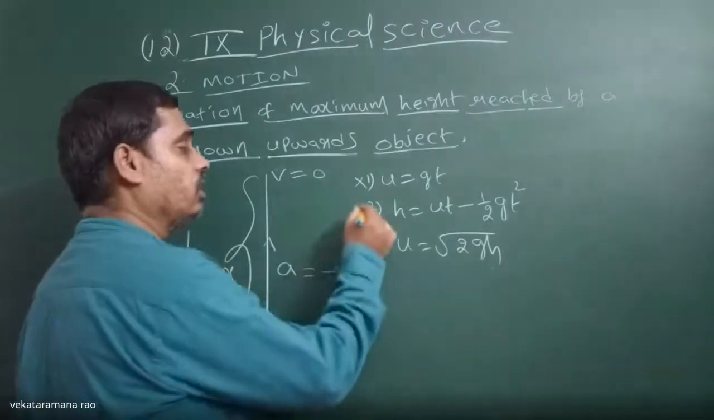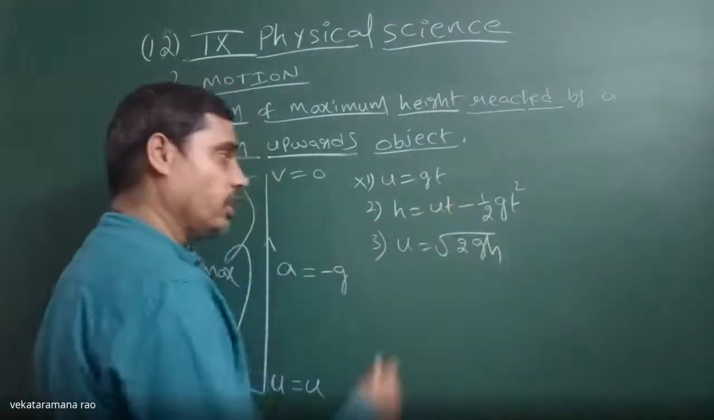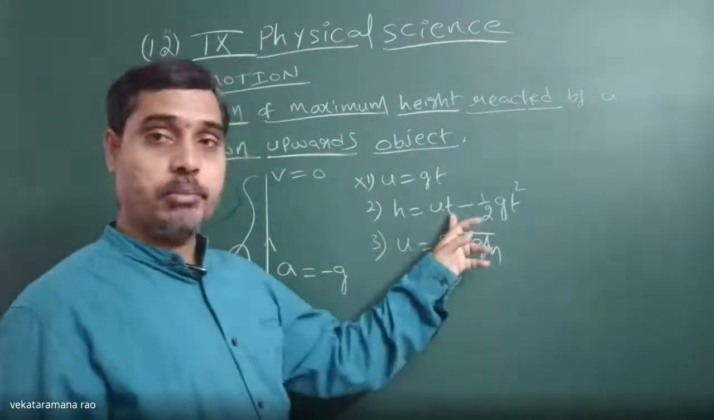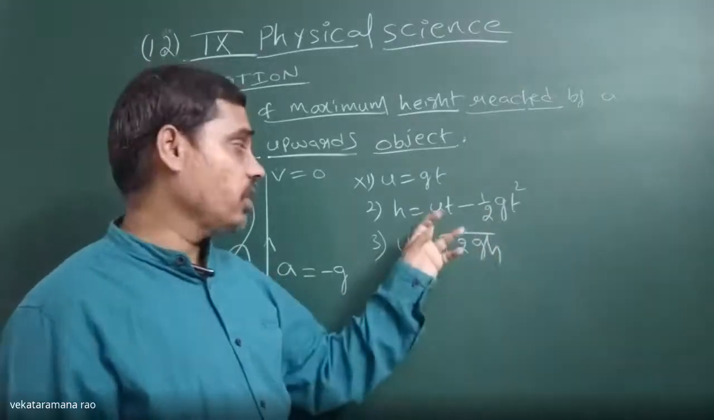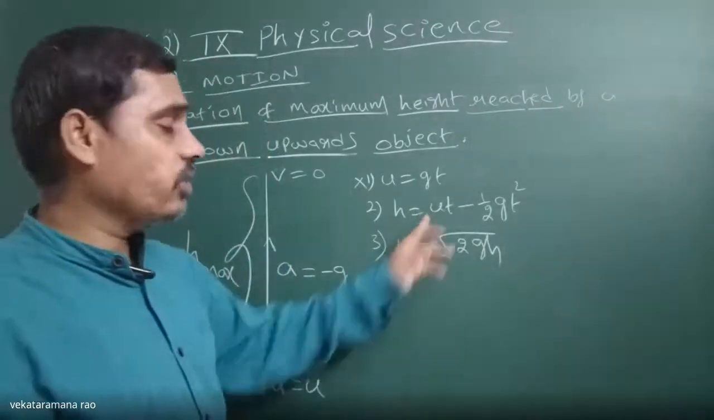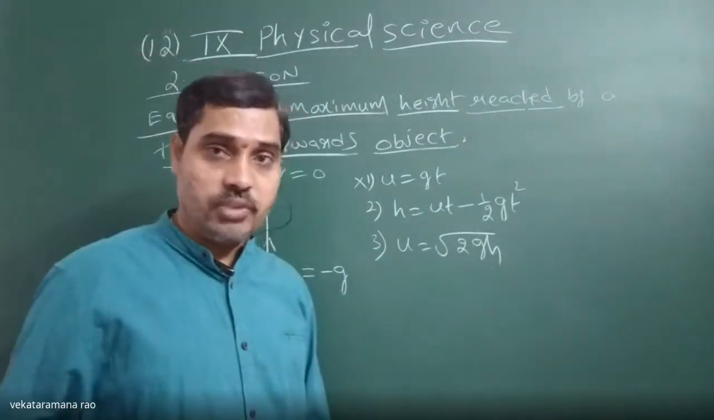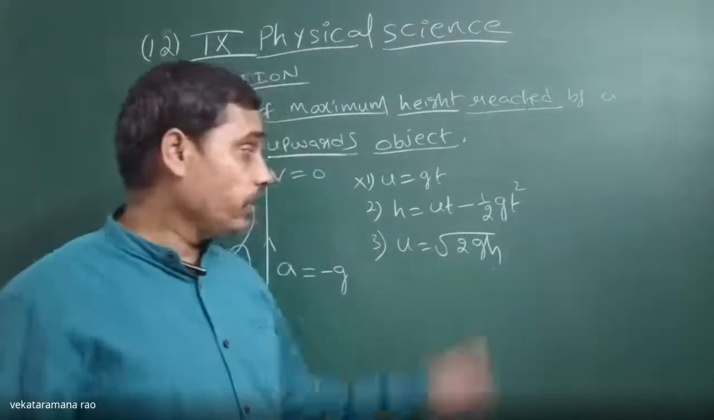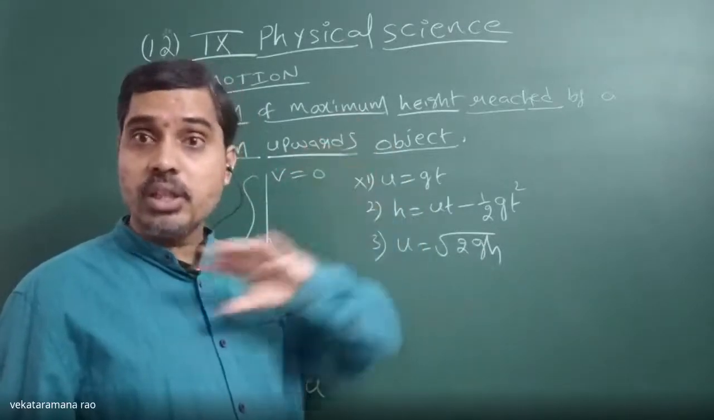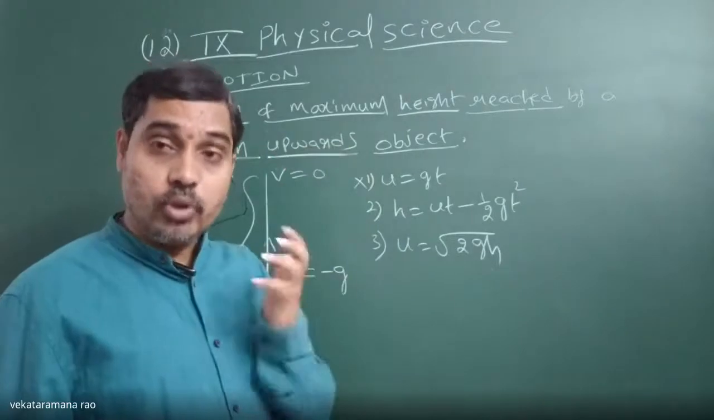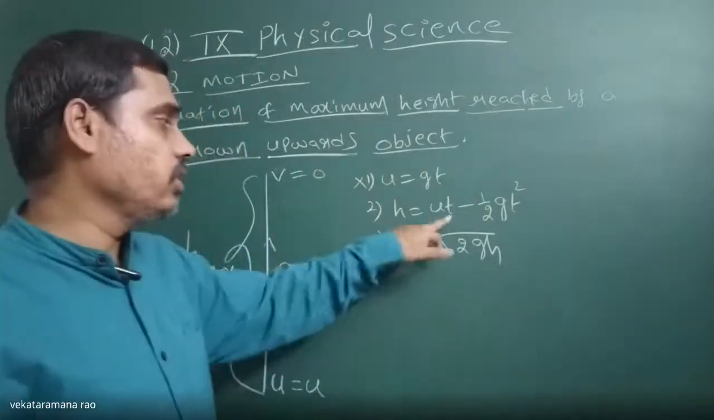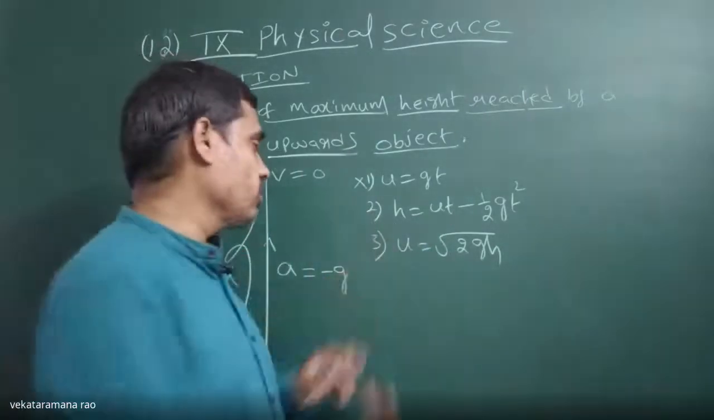The second one, h is equal to ut minus half gt square. h is there, but here we should know the initial velocity, the time taken by the body, and the Earth's gravity. Initial velocity we know before throwing an object. But the time taken by a body to reach maximum height is an unknown factor for us. Why? Before reaching maximum height, how come we know how much time it will take? That's why t is unknown. That means the second equation is also not useful.